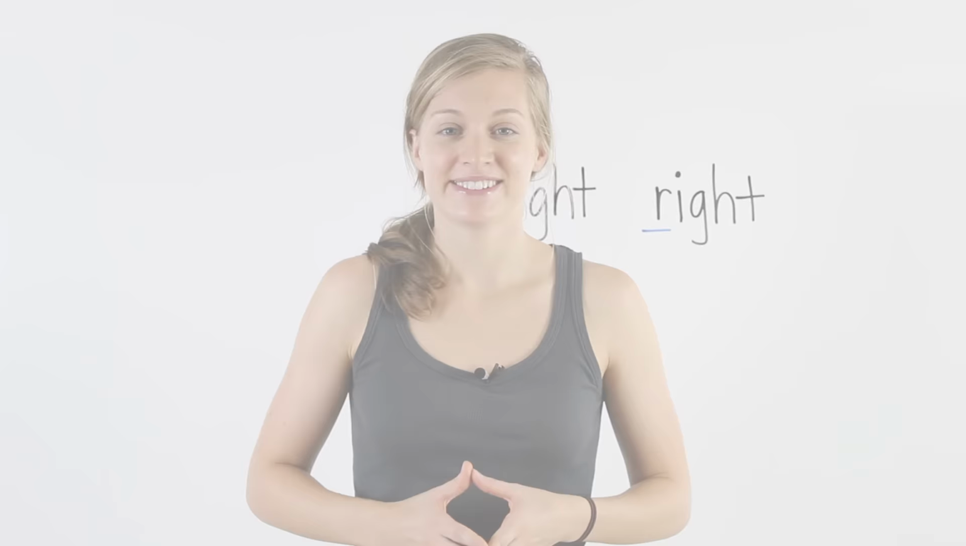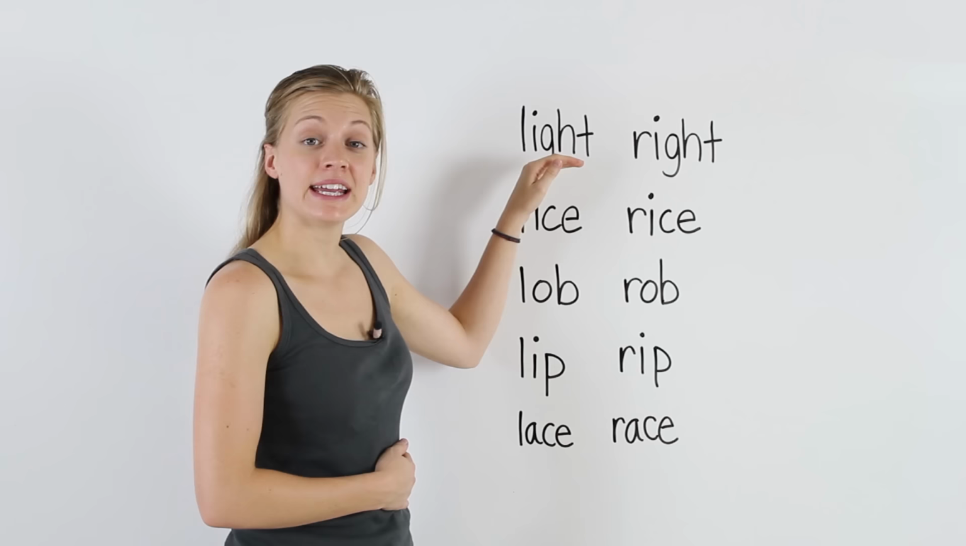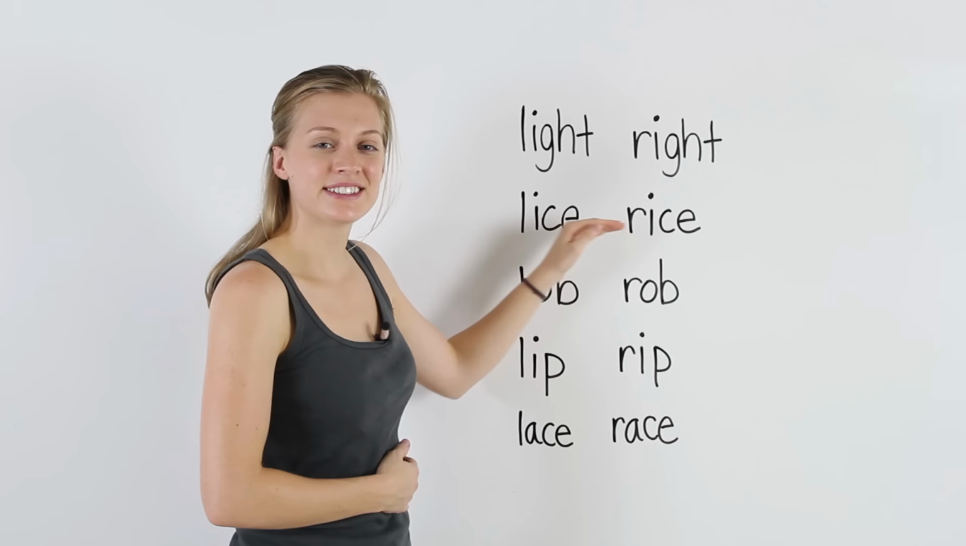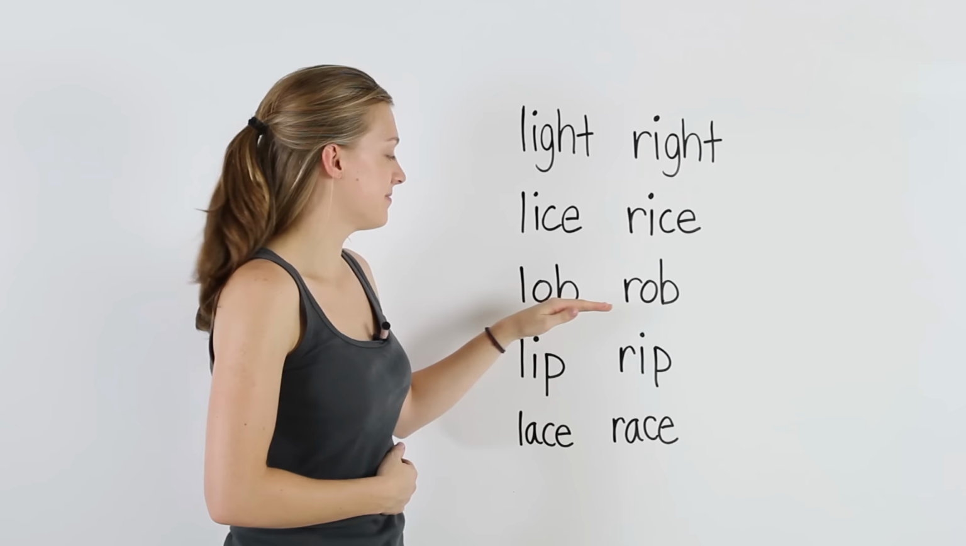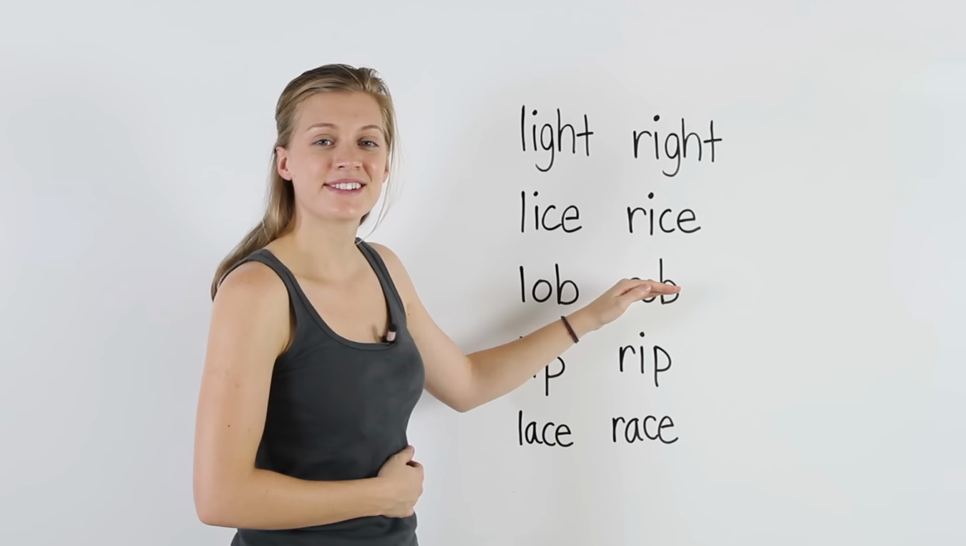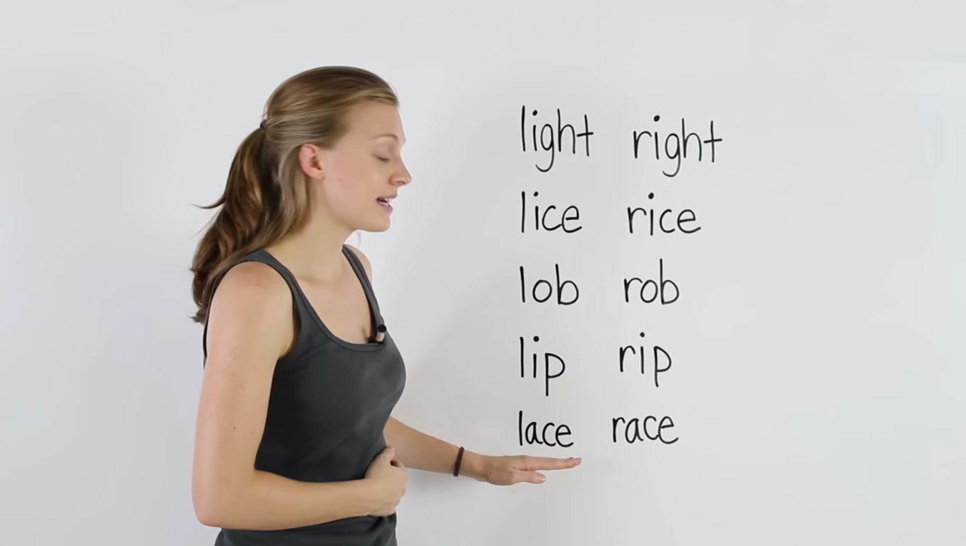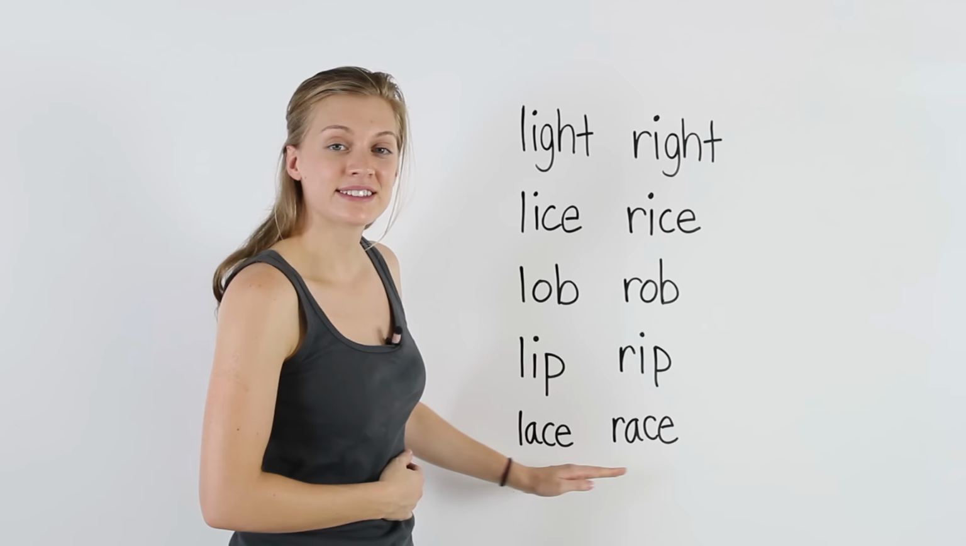Here's our first set. Please remember to repeat after me. Light, light. Right, right. Lice, lice. Rice, rice. Lob, lob. Rob, rob. Lip, lip. Rip, rip. Lace, lace. Race, race. Let's move on to our next set.